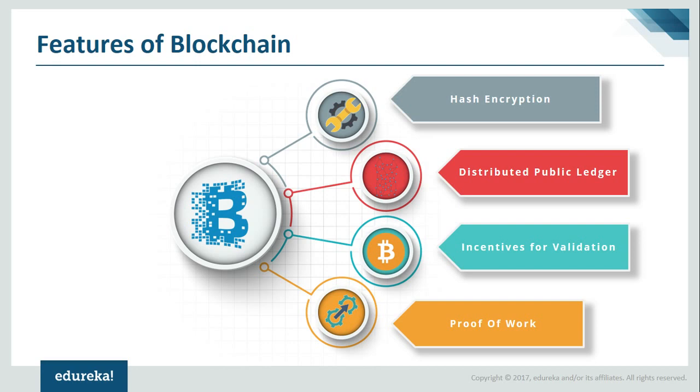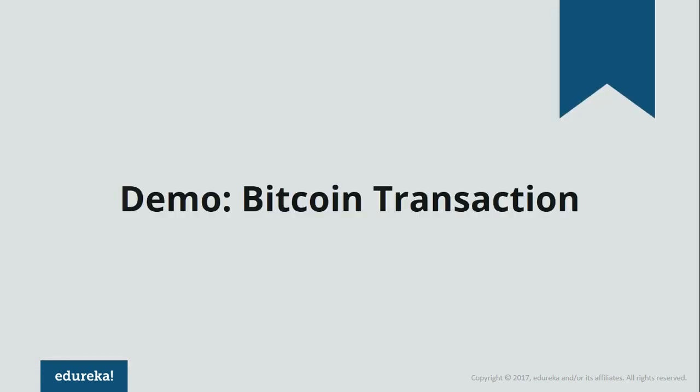Now there are different features of blockchain that come into picture, but we're not going into that as part of this session. We'll be talking about them in the upcoming sessions. Now, moving forward, we'll talk about how a Bitcoin transaction can take place and how you can purchase a Bitcoin.